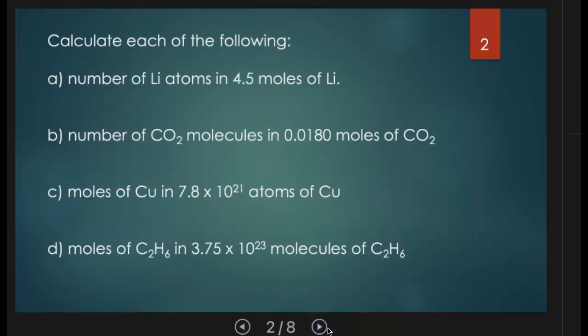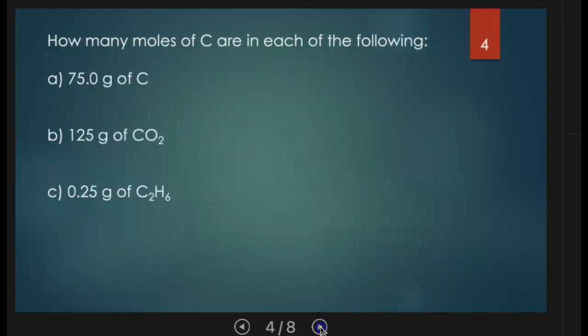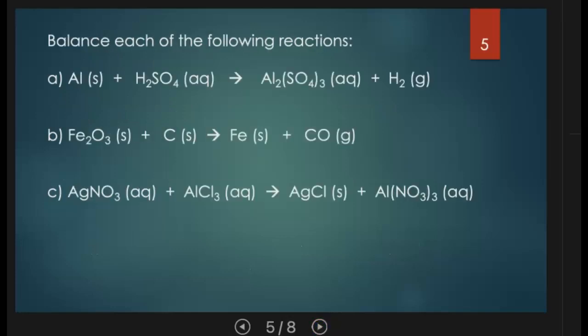All right, so back to practice set 5. We've already worked out these 4 from slide 2. We've done 3 from slide 3. These 3 we just finished up from slide 4. And now we're going to look at balancing reactions with slide 5.